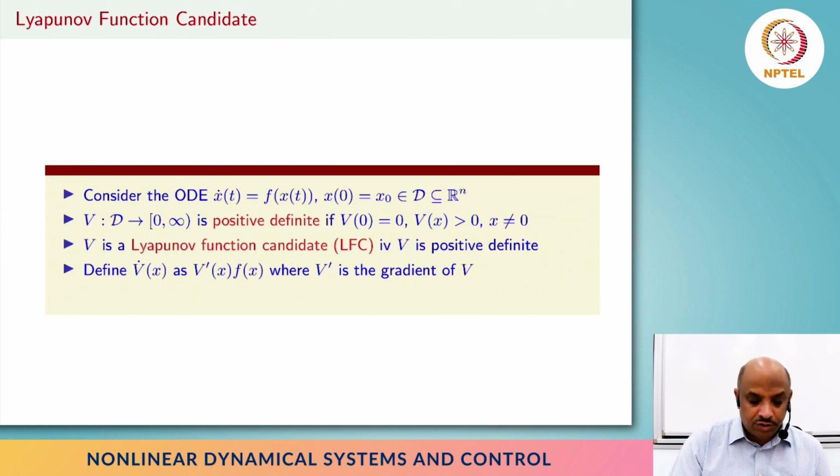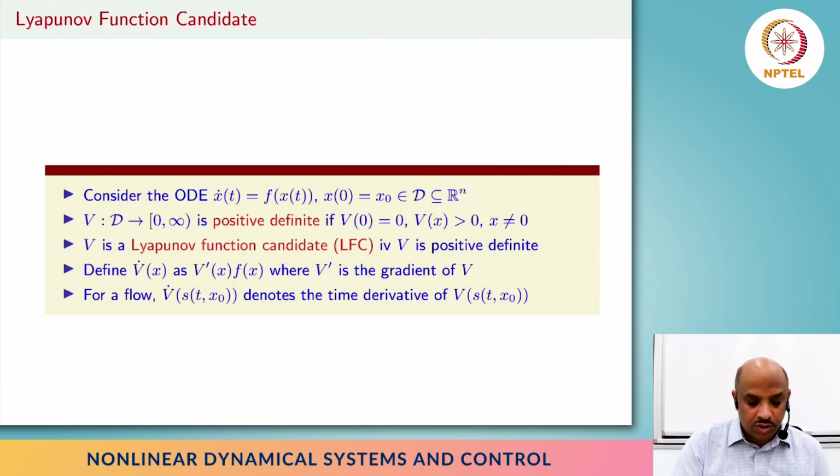So it's simply a function of x, something that we are interested in, but this function is not something arbitrary. If I substitute, instead of x, the flow s of t comma x0, which is a time dependent function in that particular case, this V dot indeed becomes the time derivative of V of s of t comma x0. So in that sense, V dot evaluated at s of t comma x0 is not an abuse of notation. It's actually the real time derivative.